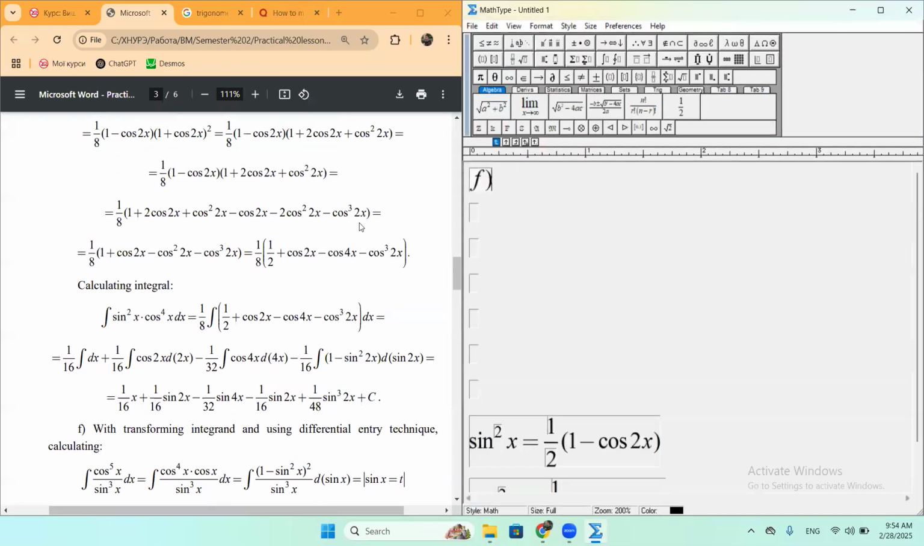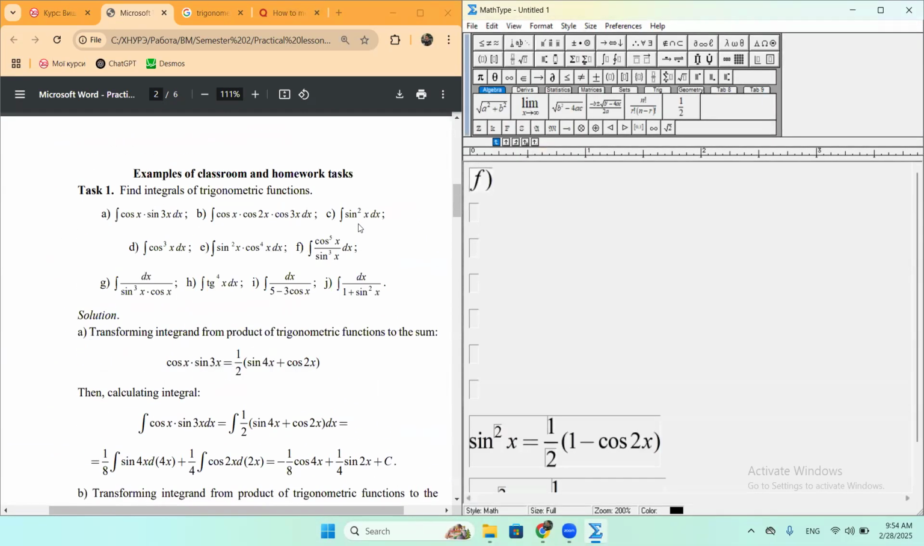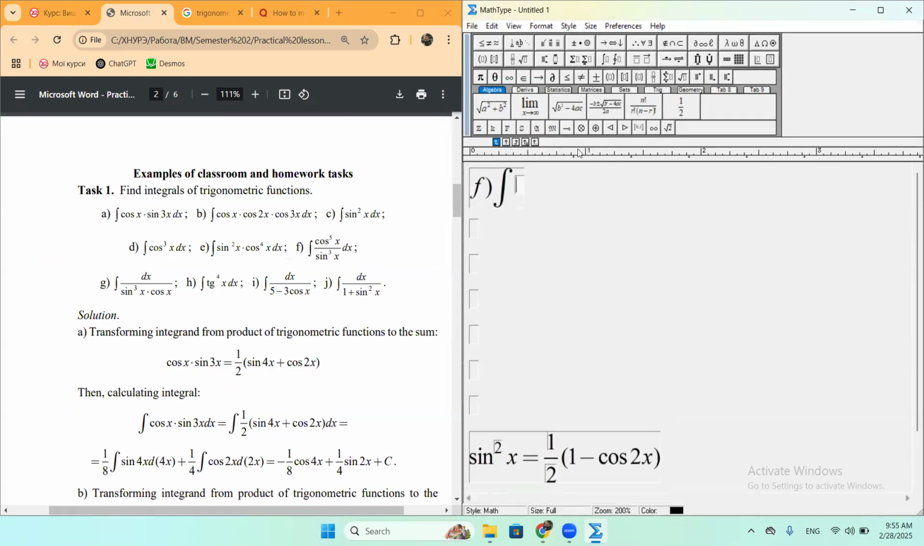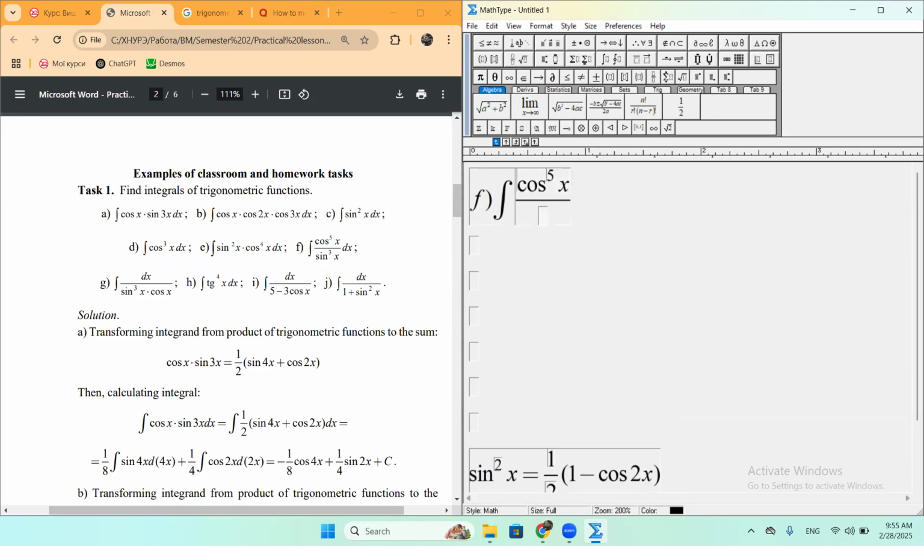Part F. So we have the following integral: cosine of x in power of 5 divided by cube of sine of x, dx. We will also transform this integral into the following form.